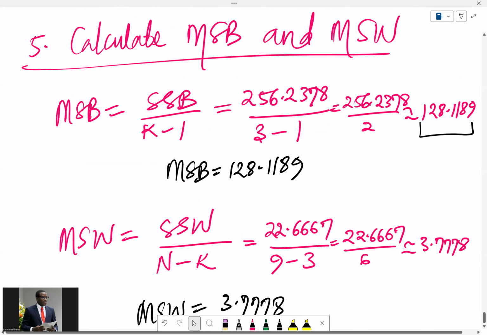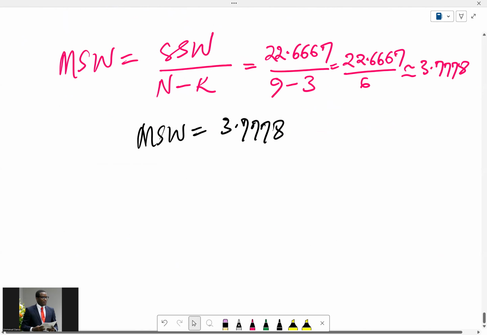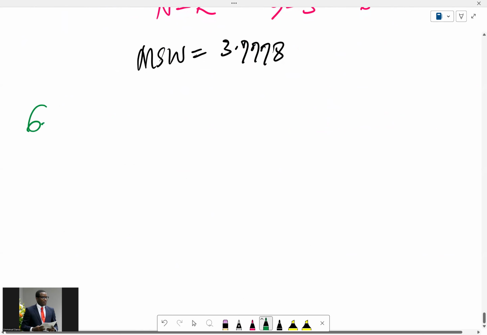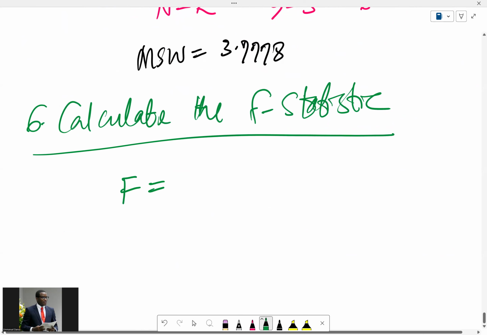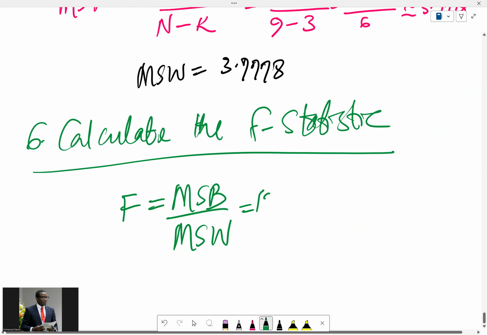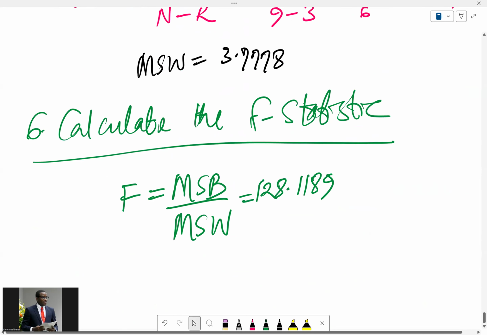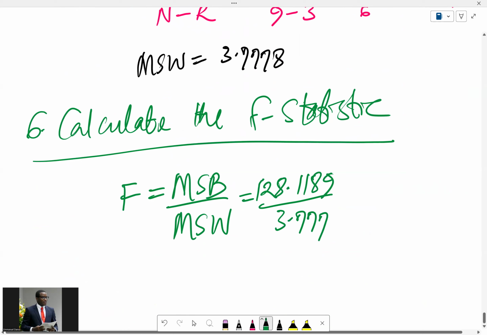We calculate F now. So calculate the F statistic. That is step 6. The F statistic is the same thing as MSB over MSW. And we know MSB, what we just got, 128.1189, divided by 3.7778.